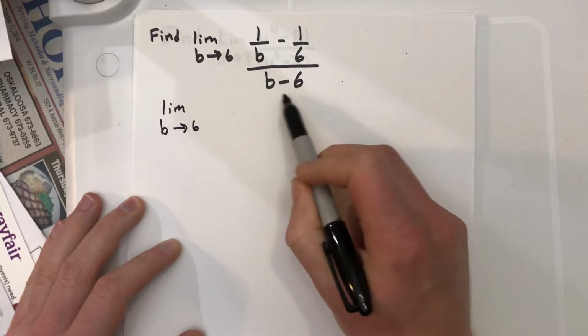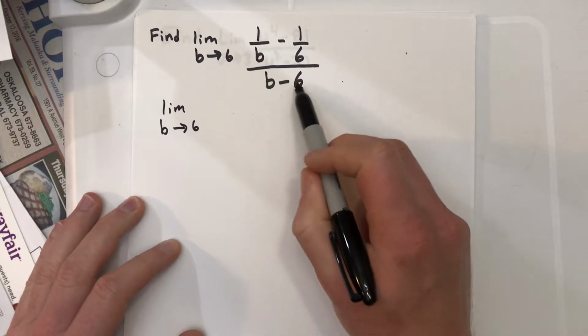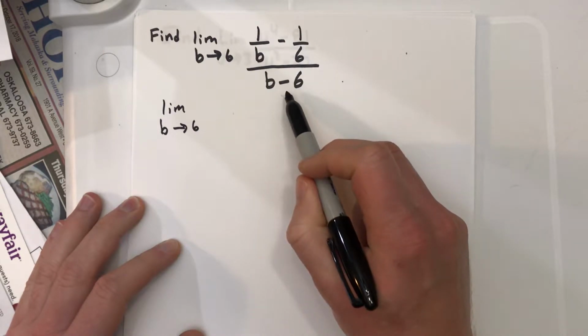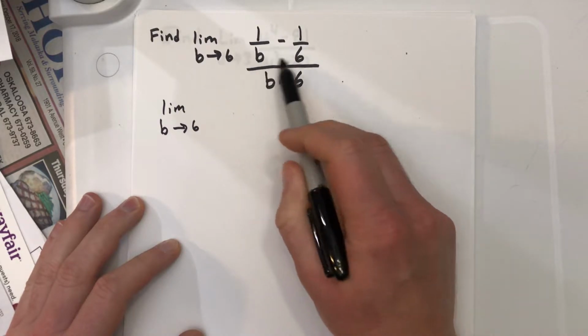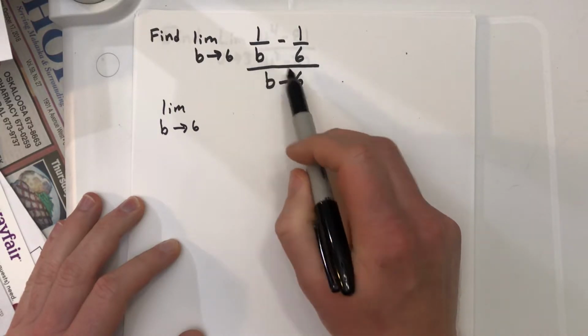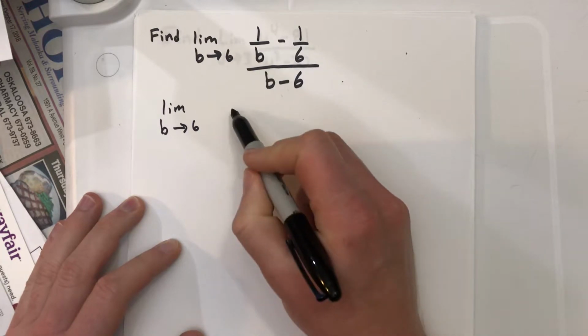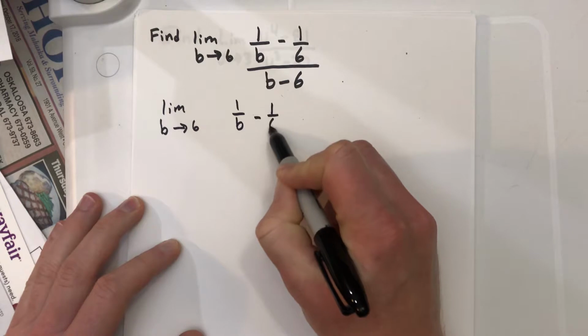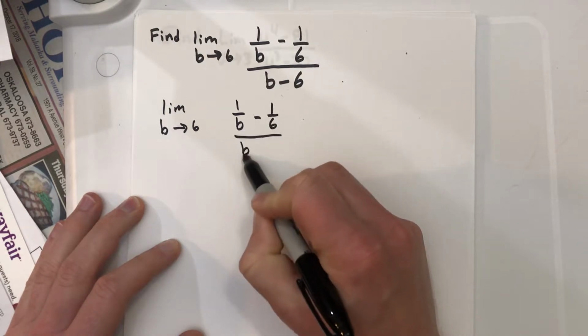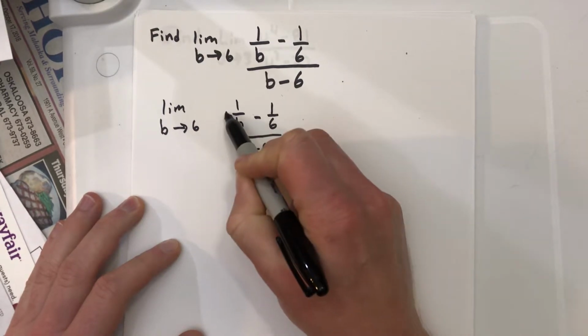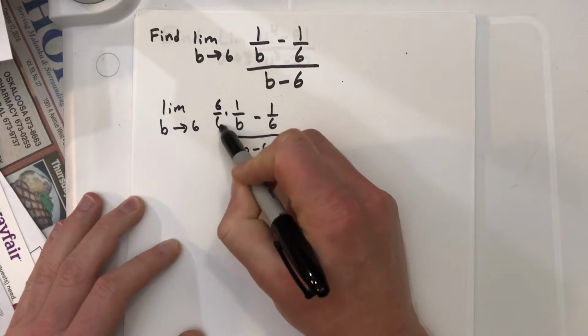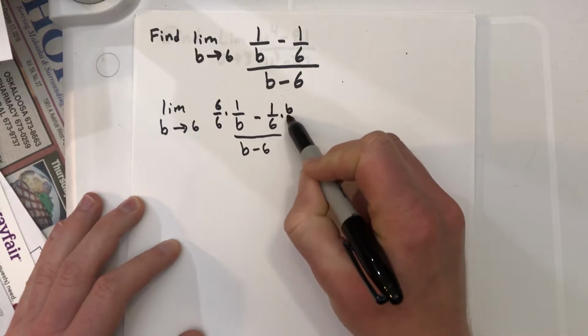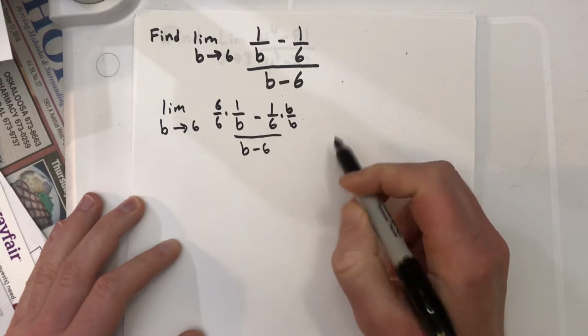And I really want to get rid of this denominator, and I've got to figure out how I'm going to do that. So the first thing I would do is combine these things on top. I'm going to find a common denominator of the stuff on top. So I'm going to say 1 over b minus 1 over 6, over b minus 6. I'm going to multiply this by 6 over 6, and we'll multiply this by b over b and get a common denominator there.